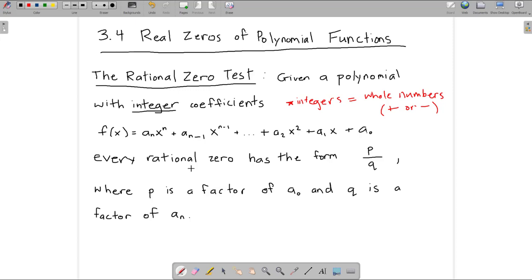We can say that every rational zero has the form p over q, where p is a factor of this a_0, and q is a factor of the leading coefficient, a sub n. And so you want to look at both of these, this a_0 and this a_n, and list out the factors. List their factors.